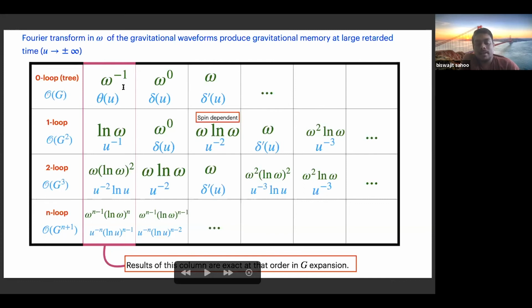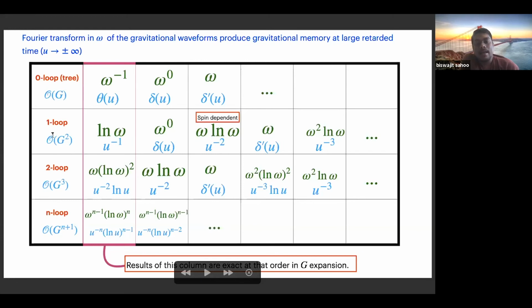But at tree level, starting from the subleading order, which are in positive powers of omega only, those contribute to delta of u, delta prime of u, and all these things. So they are only nonzero near u equal to 0. Those cannot contribute to the difference of the gravitational wave between u equal to minus infinity and u equal to plus infinity. So those cannot contribute to any displacement kind of memory. But there are some proposals of other kinds of memory, not displacement kind. These terms could be important there.